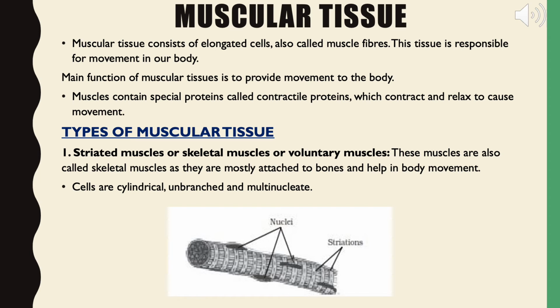The first type of muscular tissue which we are going to study right now is striated muscle, or the skeletal muscle, or voluntary muscle. As the name indicates, they are the voluntary muscles, which means we can move them according to our will. These muscles are long and cylindrical and are multinucleated. The dark and light stripes or bands are present in it, and they are present in the muscles of the hand and neck.